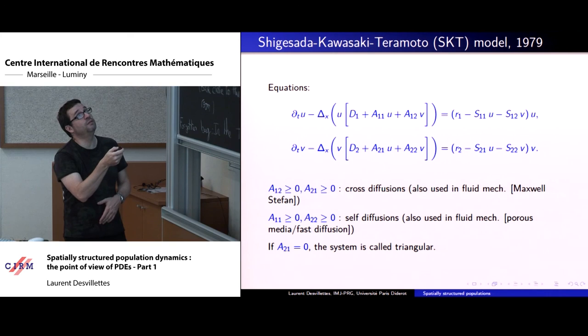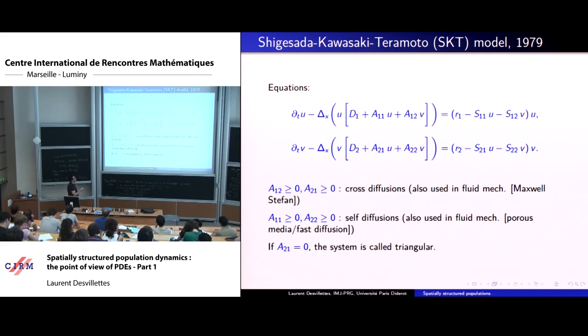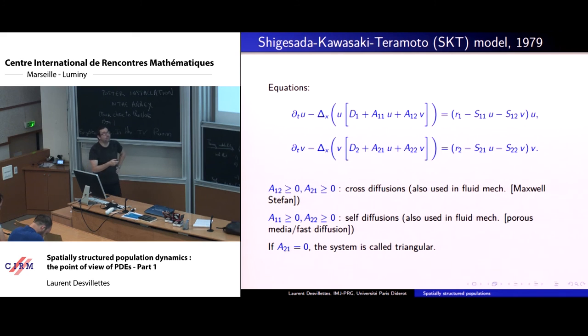The point is the following. In theory, species U diffuses with a rate D1 and species V with a rate D2. And the extra terms which are here correspond to the possibility of an individual of species U, let's say, when he sees individuals of the species V, to increase the diffusion rate, which is here. So it increases the diffusion rate, that is A12 here is bigger than zero. Okay? And in principle, it could also increase its own diffusion when it sees individuals of the same species. So you can also have a term here. And of course, you can have the same for individuals of species V. So that at the end, you have a whole matrix here, which modifies the diffusion rate according to the concentrations.